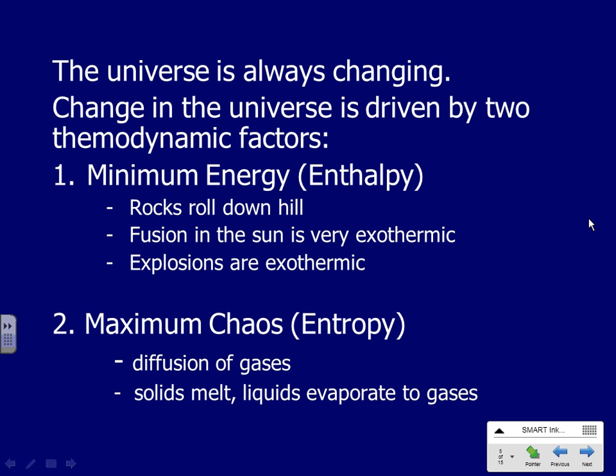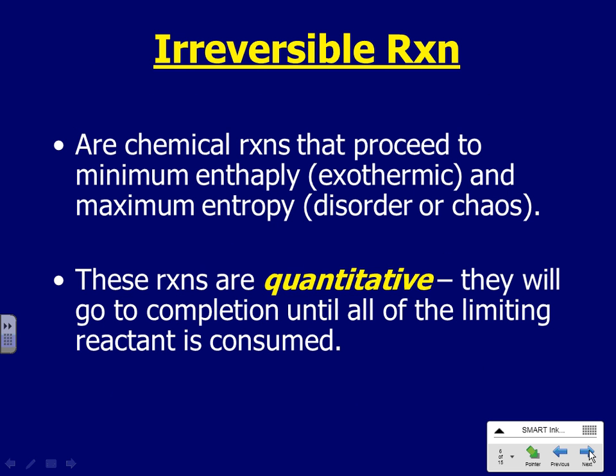So again, just as a reminder, we have these two things that are pushing on chemical reactions. And I do want you to write this down. So just as a reminder, what do we mean by an irreversible chemical reaction? And then we'll talk about what we mean by a reversible chemical reaction, and then we can get into equilibrium examples.